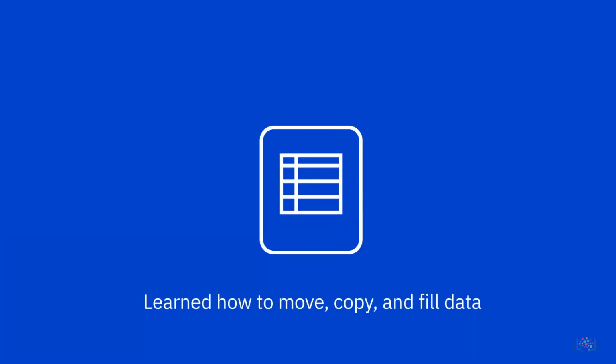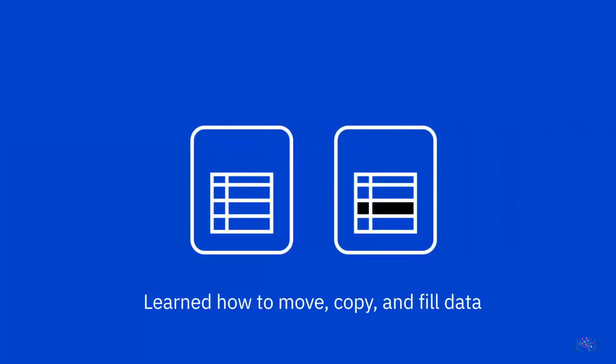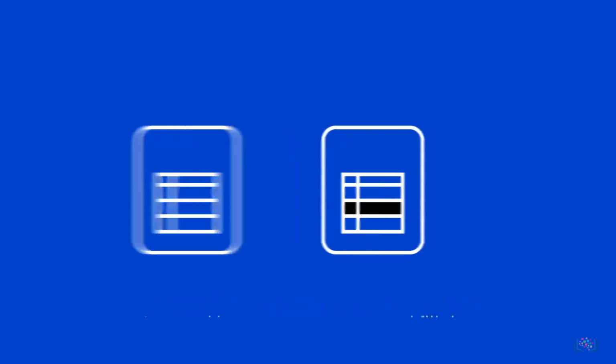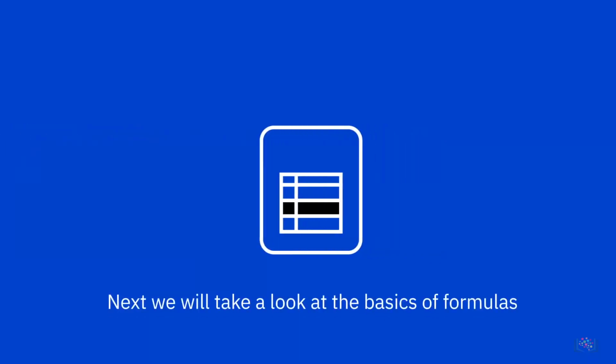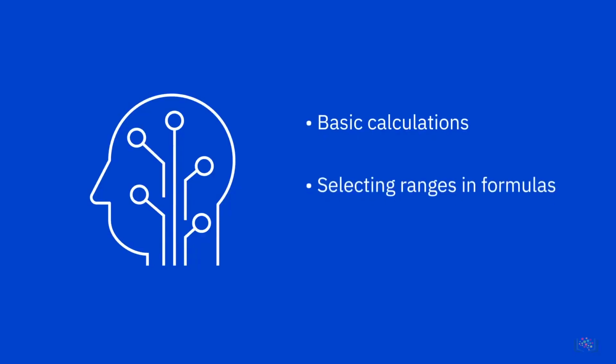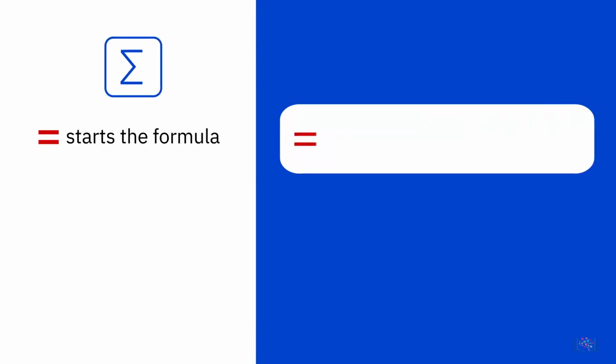Now that we have learned how to move, copy, and fill data, and how to format cells and data, next we will take a look at the basics of formulas, including some basic calculations, selecting ranges in formulas, and how to copy formulas. A typical formula is made of several key components. The equals sign starts the formula off and lets Excel know you are creating a formula in this cell.